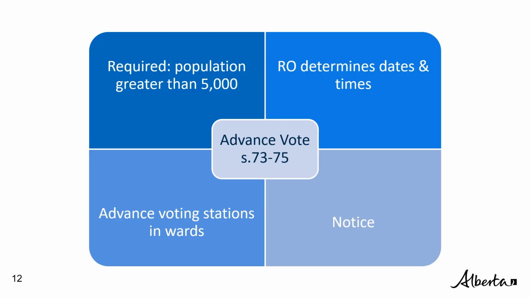Section 73 requires local jurisdictions with populations greater than 5,000 to hold an advance vote. This section also allows local jurisdictions with populations of less than 5,000 to hold an advance vote if permitted by council resolution. When a resolution has been passed, the returning officer has authority to determine the dates and hours that advance votes will be held. No advance vote may be held within 24 hours of election day.